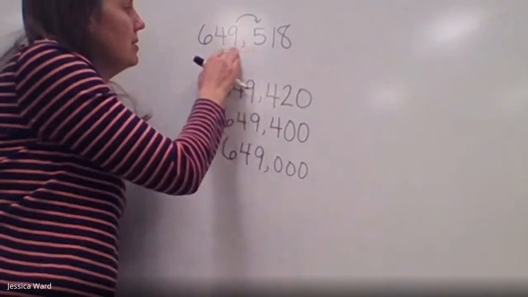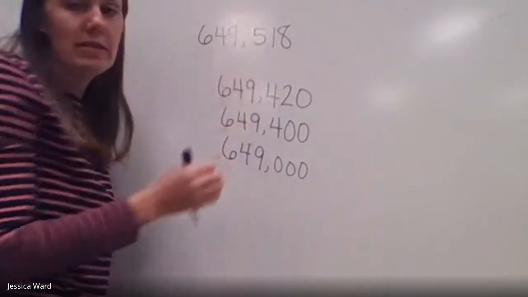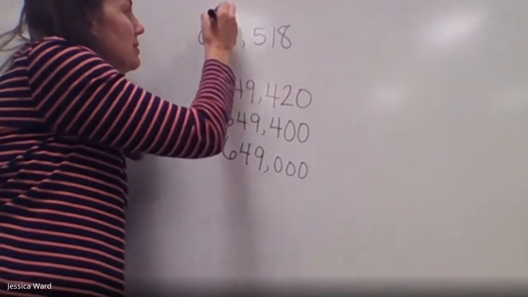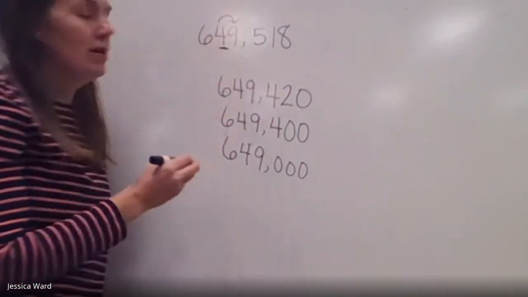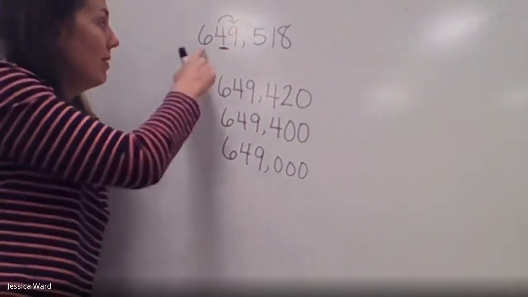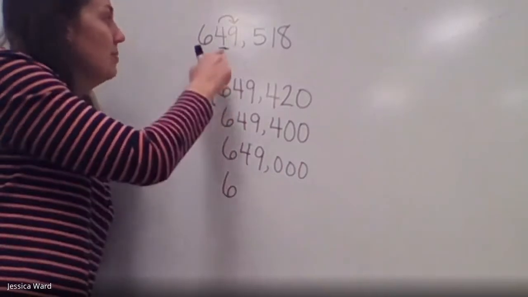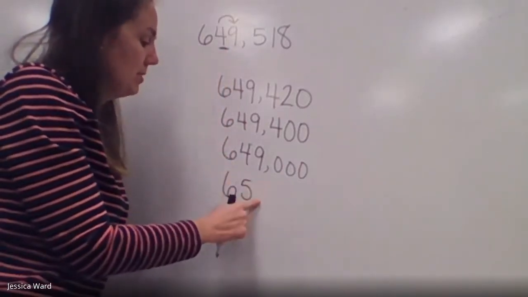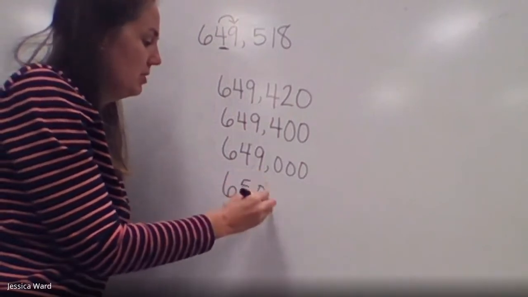All right, next up we're looking to round to the nearest 10,000. So now I'm going to look at my 10,000 place. Look to the number next door. 9 is more than 5, so I know I'm going to round up. My first number stays the same. My 4 is going to round up to a 5. And all my other numbers change to 0.